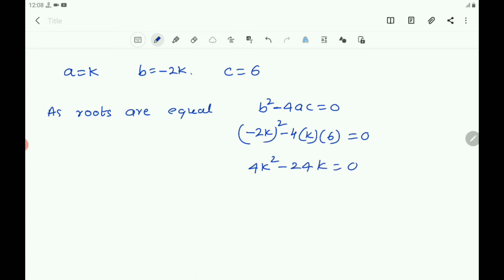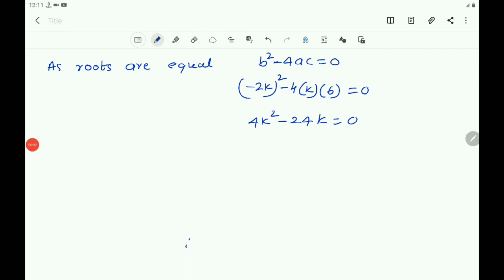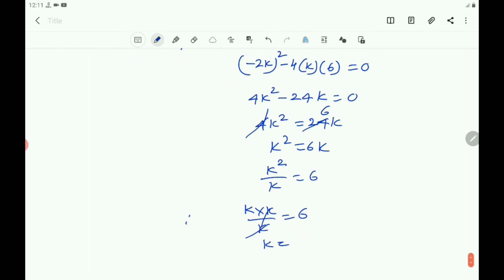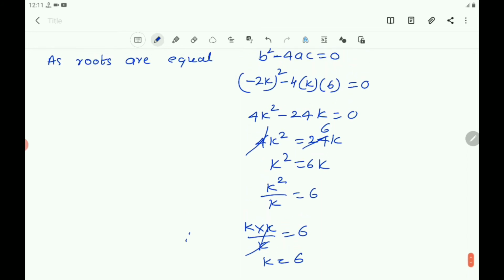24k equals 0. Then you write 4k square equals, transferring minus 24k to the RHS, you will get 24k. Then 4 1s are 4, 6 are, k square equals 6k. And you take k square by k equals 6. K into k by k, you will get 6, that k cancels. So we will get k equals 6.